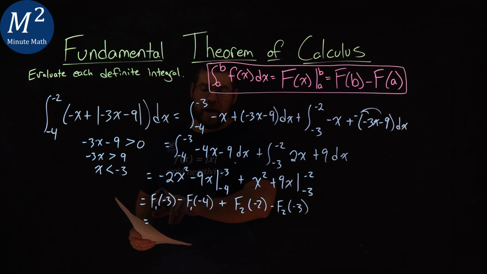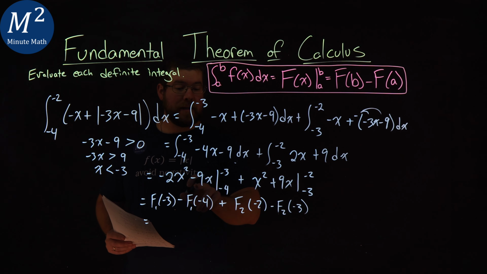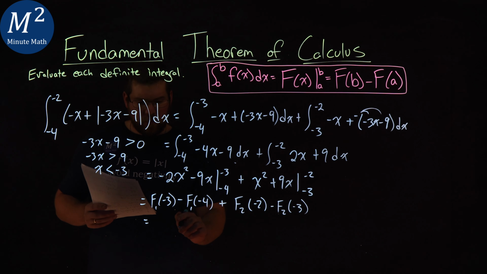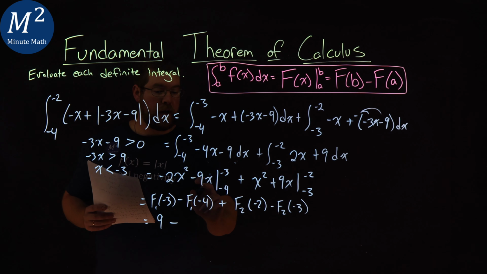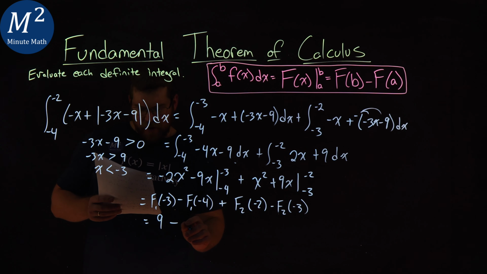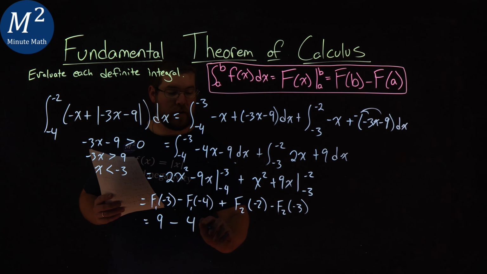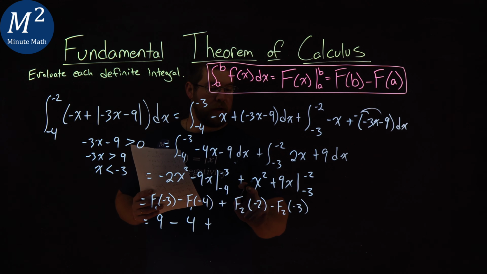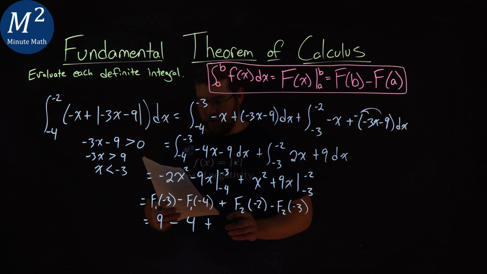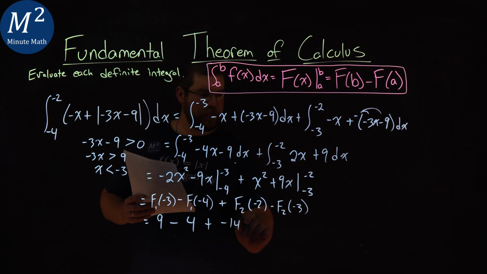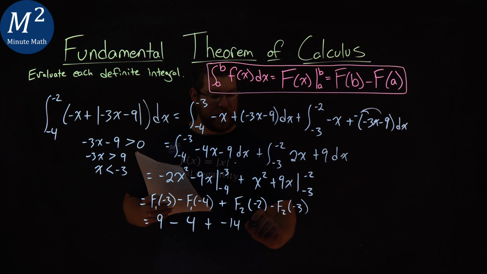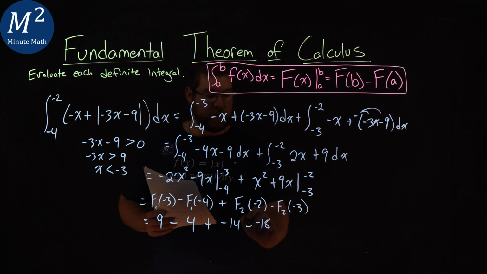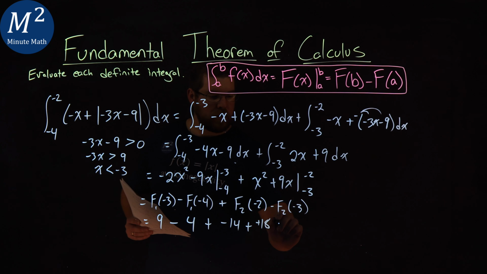So then, we want to find f1 of -3. Plug -3 into our first integral, and that comes out to be a positive 9 when simplified. Then we subtract, plug -4 in for x for f1, and we get 4. So 9 minus 4. Plus, second integral, we're going to plug -2 in for our x value, and we get -14. We plug -3 into our x value of our second integral, and we get -18, where we're subtracting that. So subtracting -18 is the same thing as adding a positive 18. All of this simplifies.